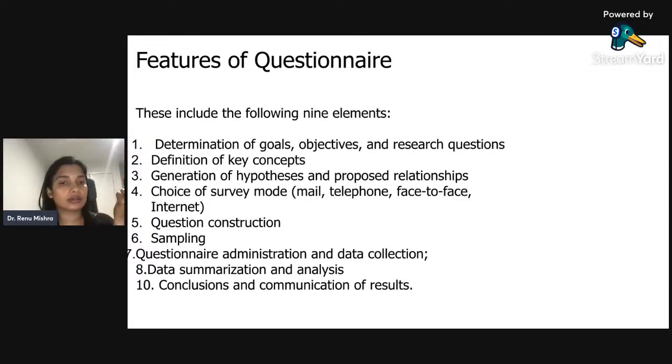Whatever is your choice of data collection, survey mode, telephonic, face to face. How are you going to administer that questionnaire? Online, or in person? How are you going to summarize the data, conclude the data, and so on? All these elements should be with you.